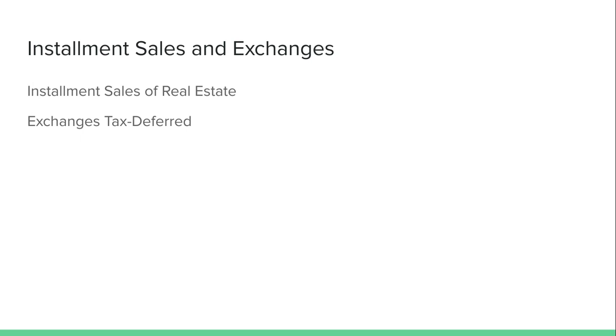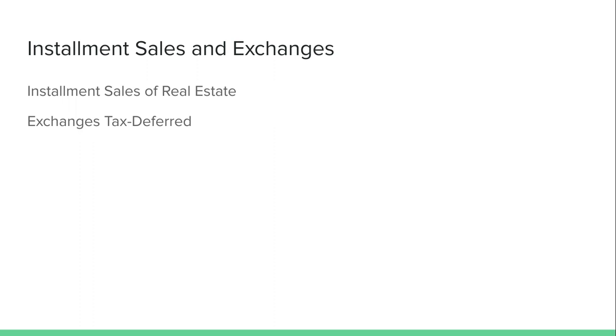There's the installment sales and exchanges. The installment sales of real estate is basically paying multiple times for real estate, like dividing the cost of a home into 5 parts and making 5 different payments to pay off the entire home. Sometimes it's done in installments because there are tax benefits.